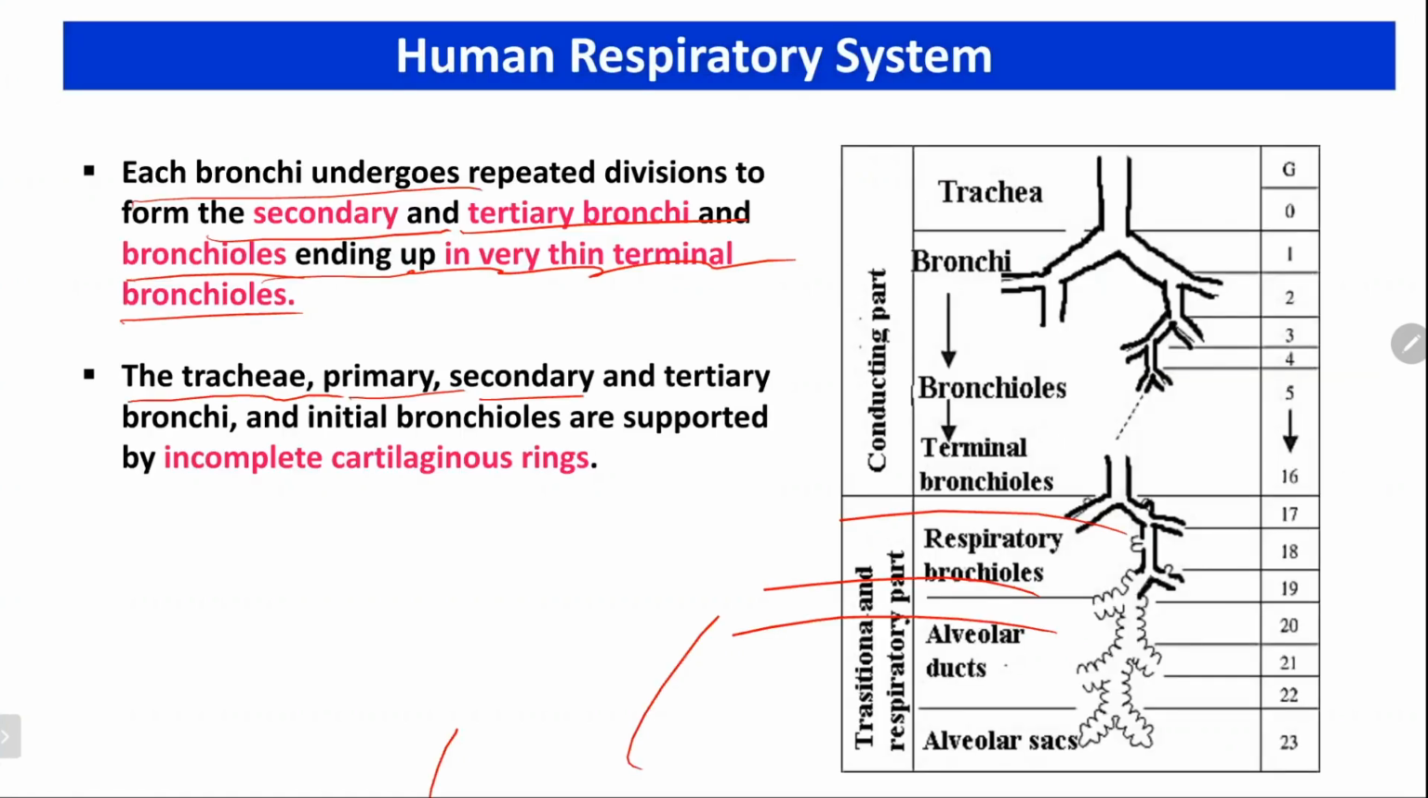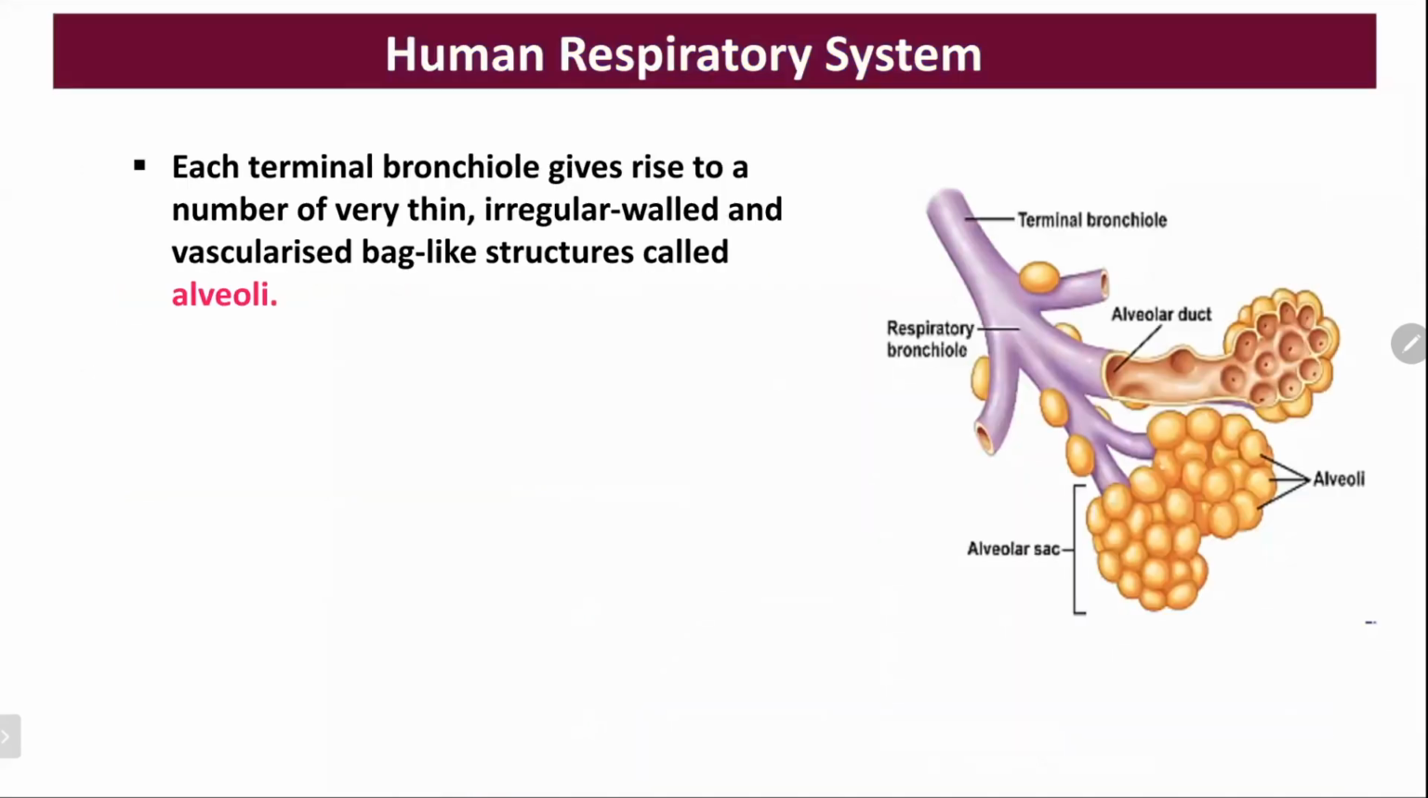Trachea, primary bronchi, secondary bronchi, tertiary bronchi, and initial bronchioles are supported by C-shaped cartilaginous rings, or incomplete cartilaginous rings. I told you C-shaped cartilaginous rings are found in trachea. Not only in trachea, you can find these C-shaped cartilaginous rings, which prevent collapse of the trachea. They are also present in secondary bronchi, tertiary bronchi, right? Even up to initial bronchioles, these C-shaped cartilaginous rings are present which prevent collapse. So this is something extra you need to remember.